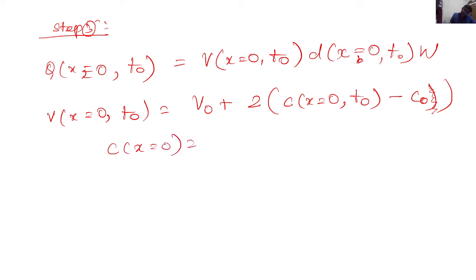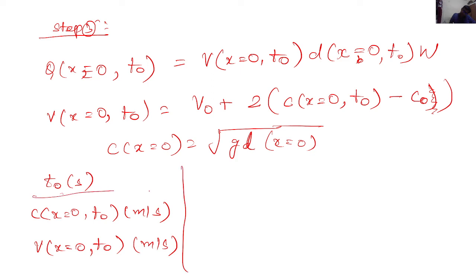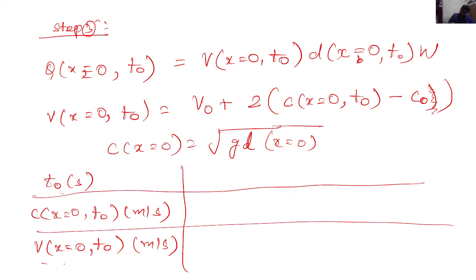C at x equal to 0 can be calculated as square root of g times d, the depth of the flow at x equal to 0. So let us just tabulate it. t naught in seconds, c at x equal to 0, t naught in meter per second, and v at x equal to 0, t naught in meter per second. Let us take a gap of 5 as the time interval.